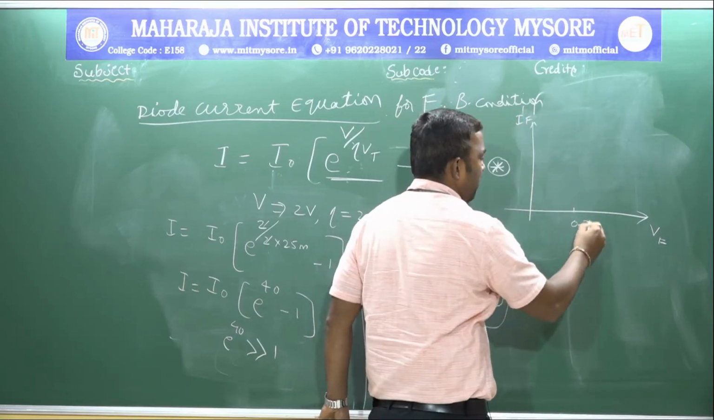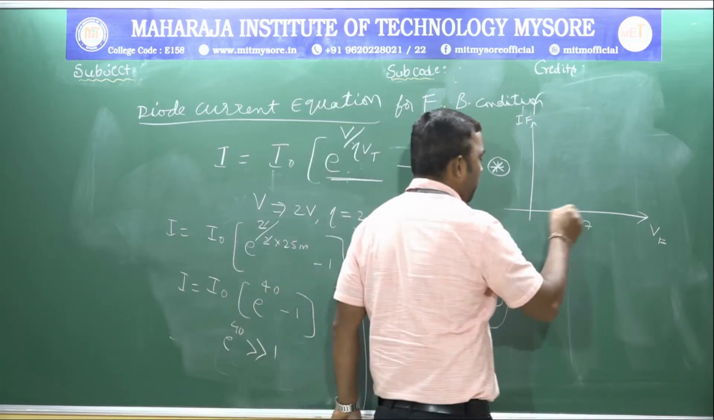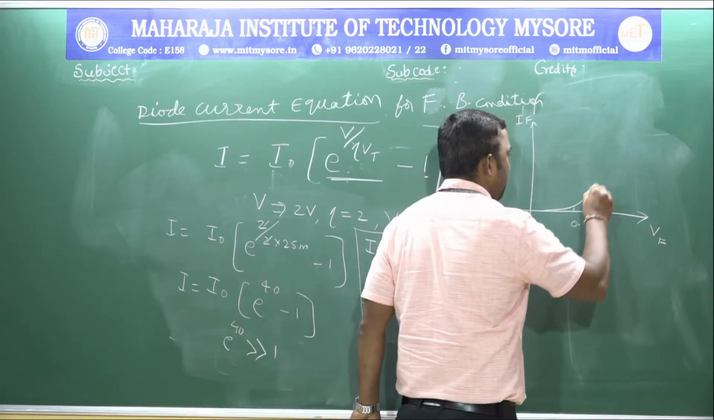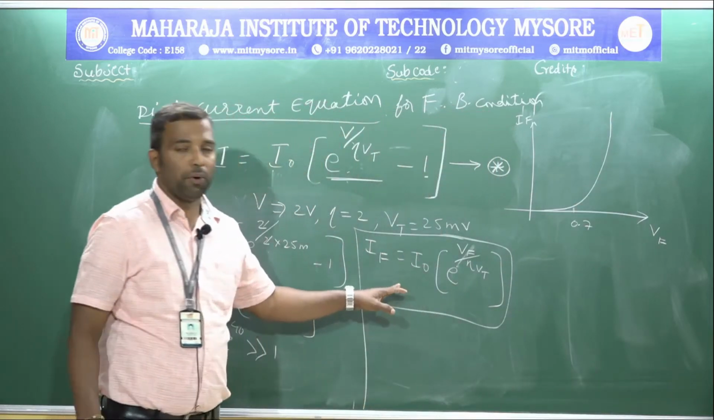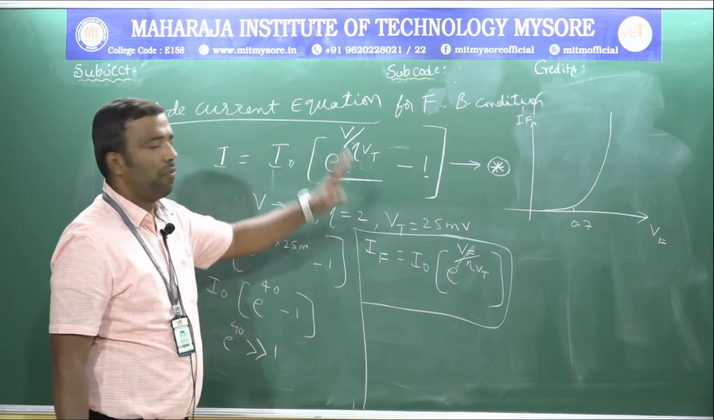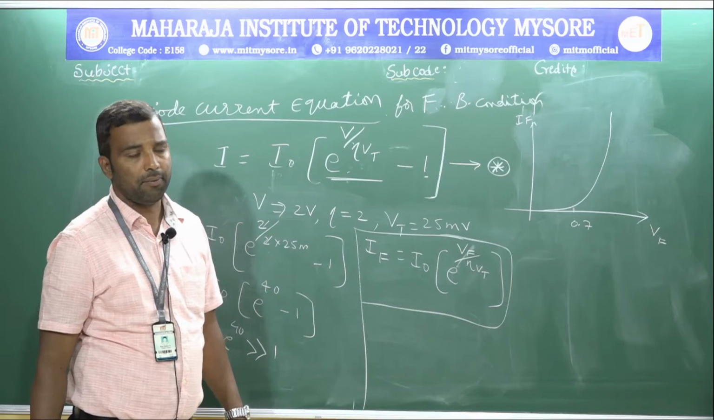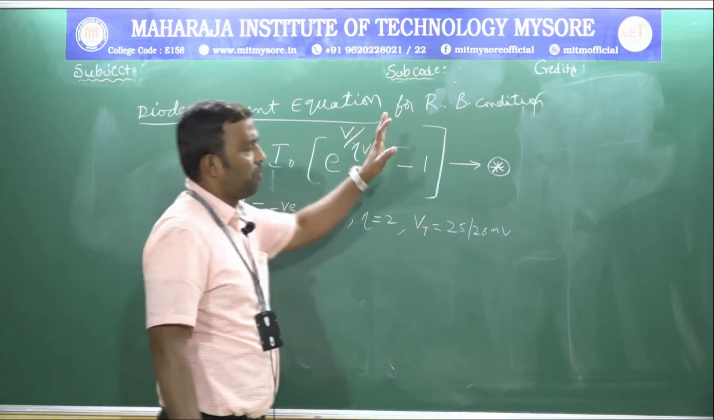After the threshold voltage for silicon, which is 0.7 volts, the current increases exponentially, as given by the diode current equation for forward bias condition. Now I am considering the diode current equation for reverse bias condition.